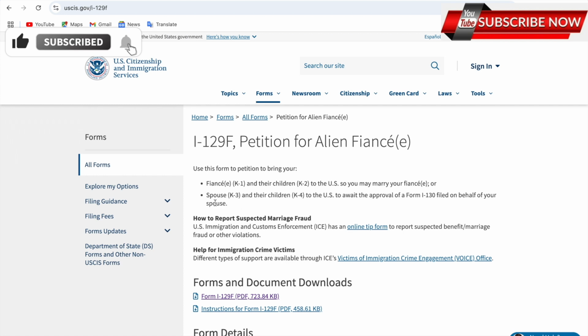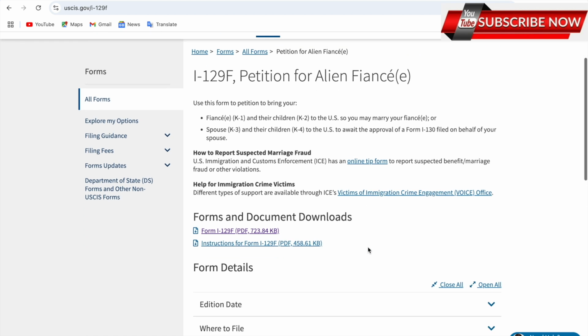So spouse is K-3 and their children is K-4. If you're already married and you are bringing your spouse and your children, that's K-3 and K-4. That's the category for them. So today we are going to talk about the petition for alien fiancé. If you are bringing both your fiancé and your children, this is the form that you use.